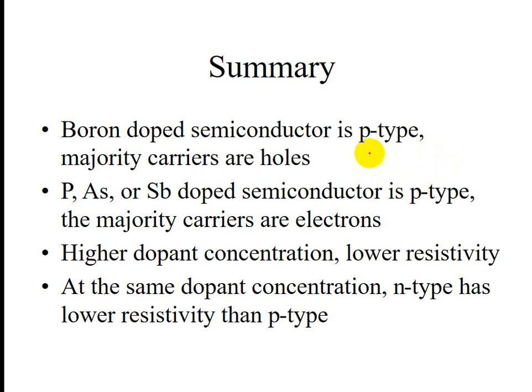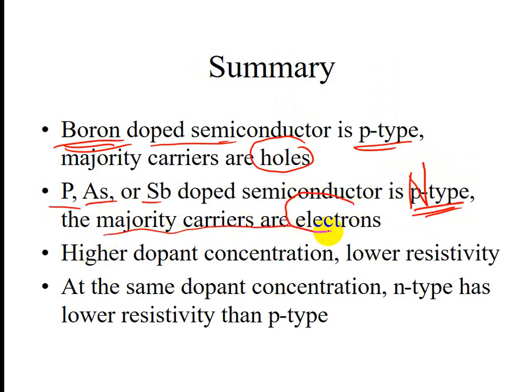And for p-type dopant, it's in group 3A, boron. Boron is used for the p-type dopant, and its majority charge carrier is hole. Majority charge carrier is hole. And for n-type, okay, there's a typo here. For n-type semiconductor, the dopant will be phosphorus, arsenic, or antimony. And the majority charge carrier will be electron. Electron possesses negative charge, so we call it n-type.